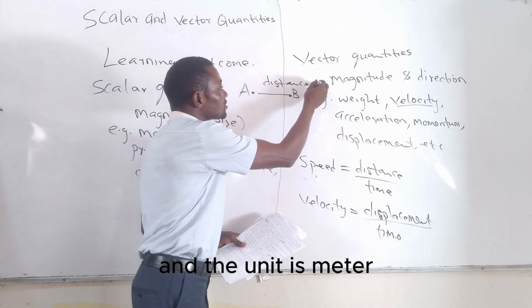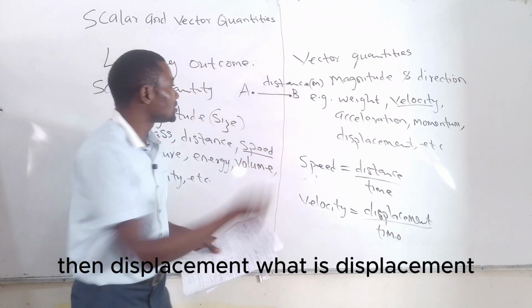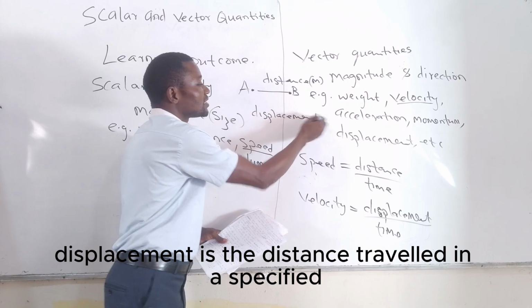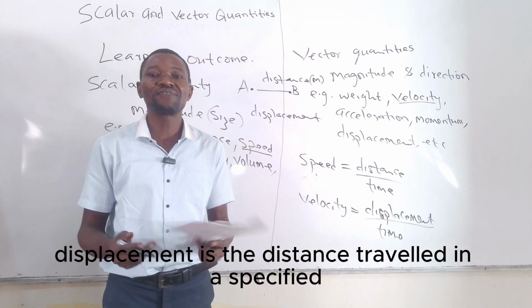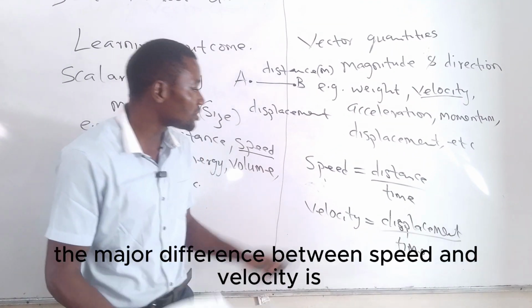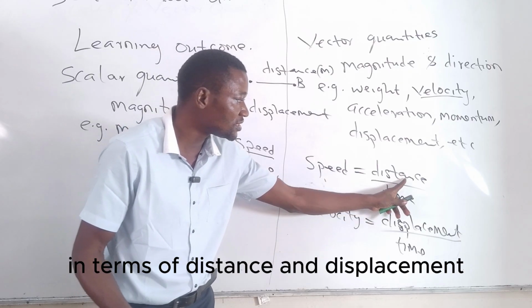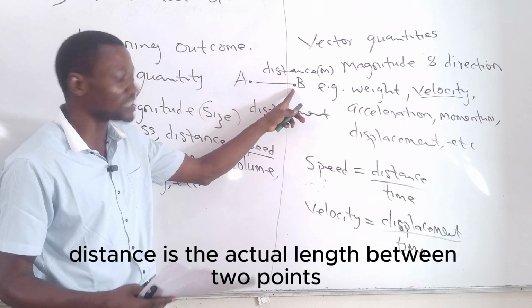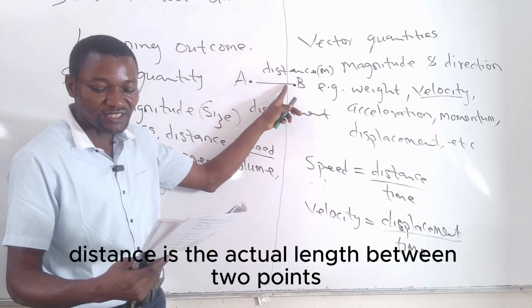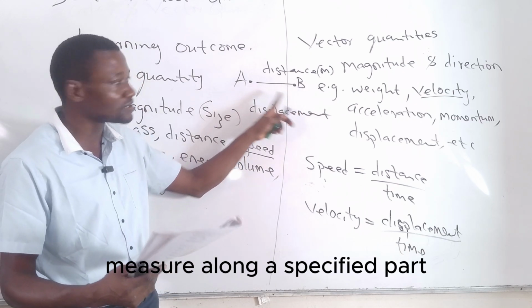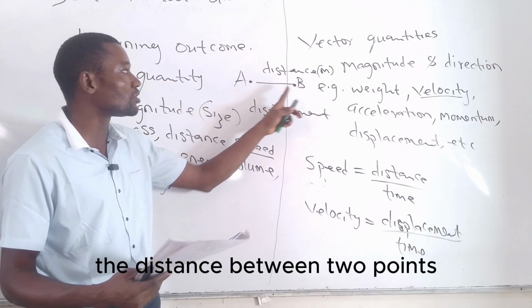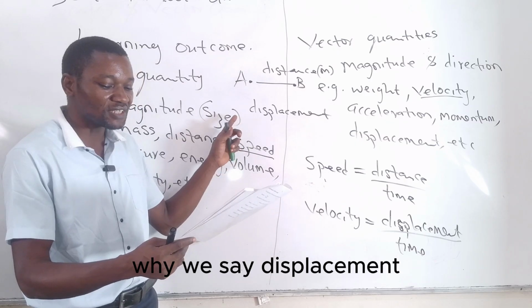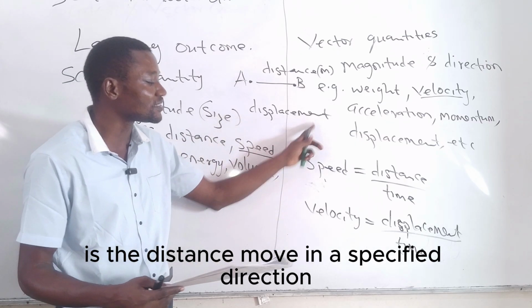And the unit is meter. Then displacement. What is displacement? Displacement is the distance traveled in a specified direction. So the major difference between speed and velocity is in terms of distance and displacement. And we say distance is the actual length between 2 points measured along a specified path. While we say displacement is the distance moved in a specified direction.